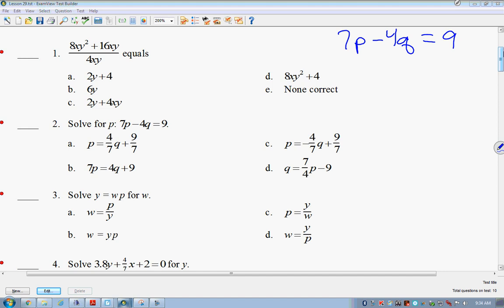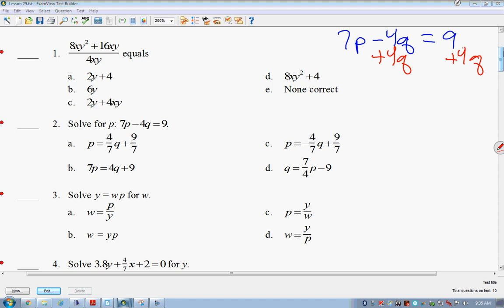What do you want to move? We have 7p minus 4q equals 9. 4q, how do you move it to the other side? Add it. And the reason why we add is because it does away with it on the left-hand side. Negative 4q plus 4q cancels out, right? It just doesn't change the value.